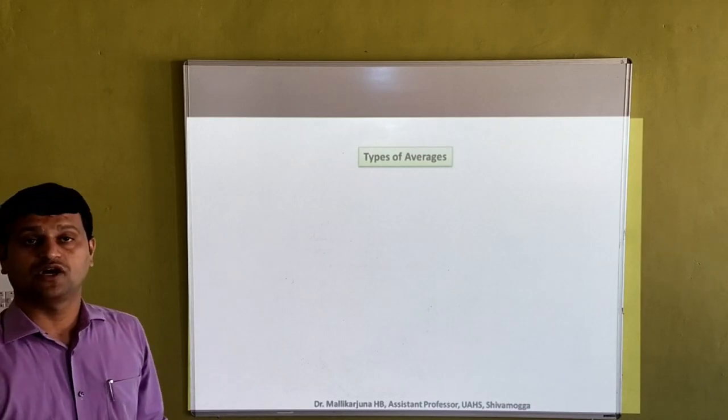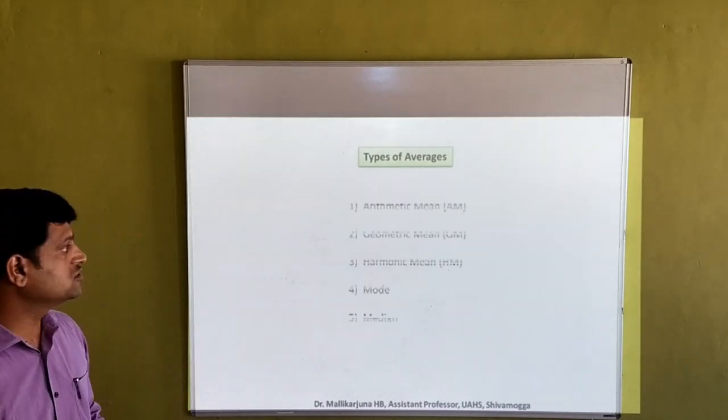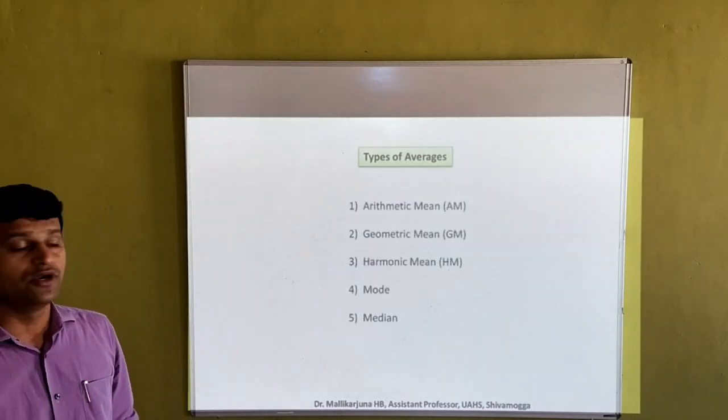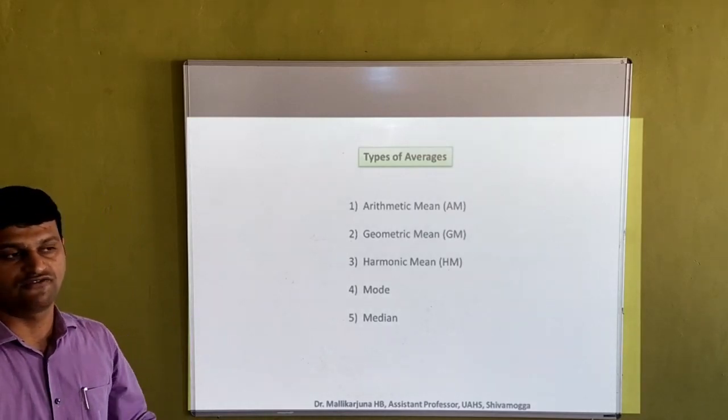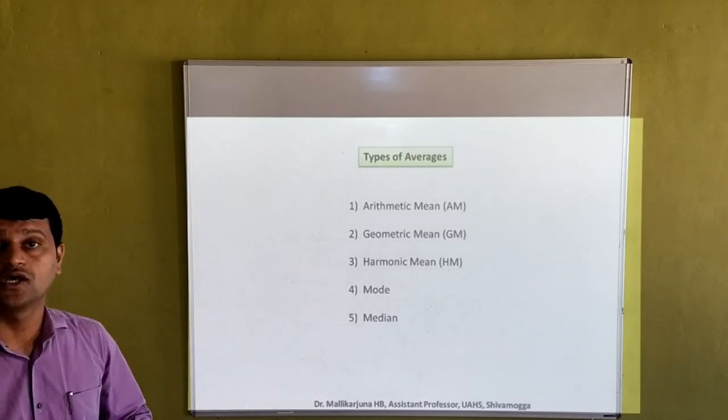Now come to types of average. There are different averages: arithmetic mean, geometric mean, harmonic mean, mode, and median. There are 5 different averages. We will discuss them one by one.